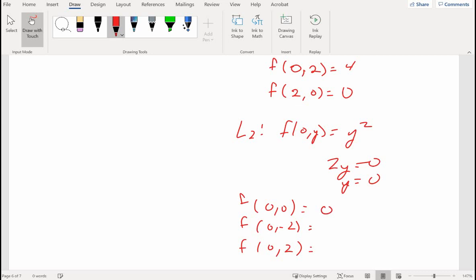At (0, 0), that's going to be 0. At (0, -2), that's going to be 4. And at (0, 2), that's going to be 4.